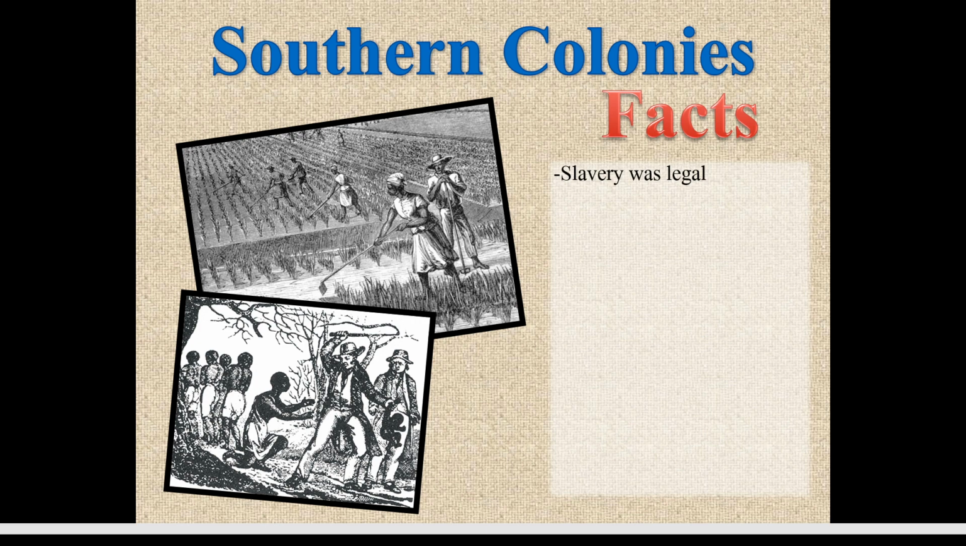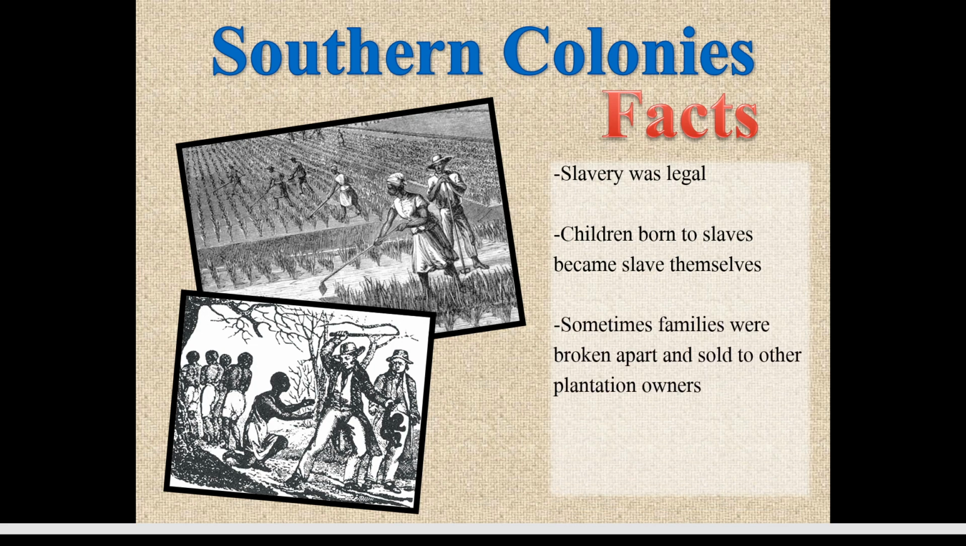So here are some facts about the southern colonies. Slavery was legal. Children born to slaves became slaves themselves. Sometimes families were broken apart and sold to other plantation owners. Enslaved people were often abused or beaten. During this time, slavery was still a common thing, so it was not unordinary for them to have slaves back then.